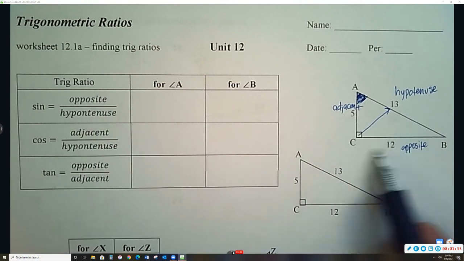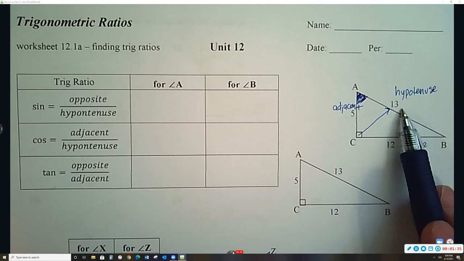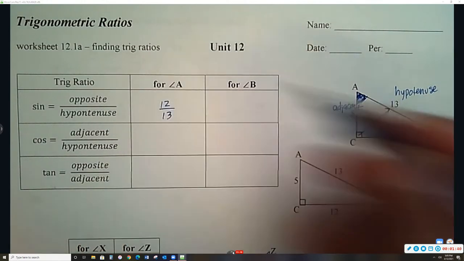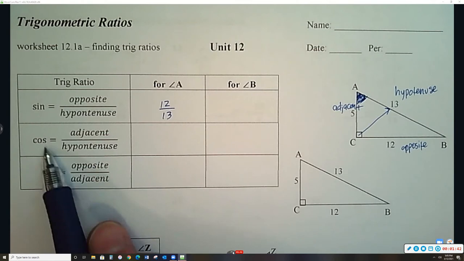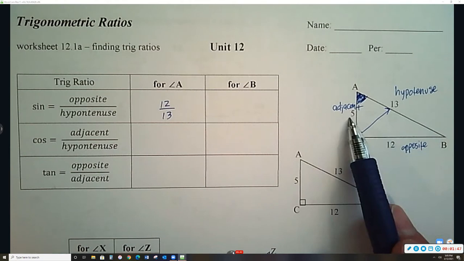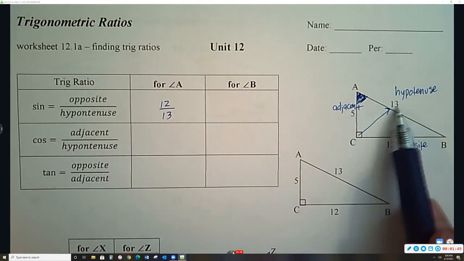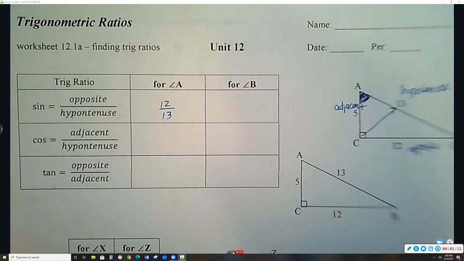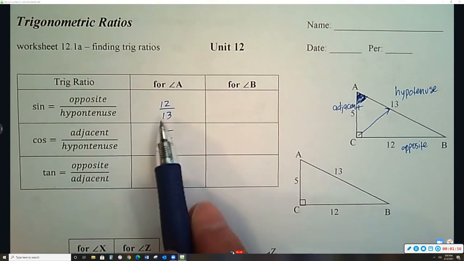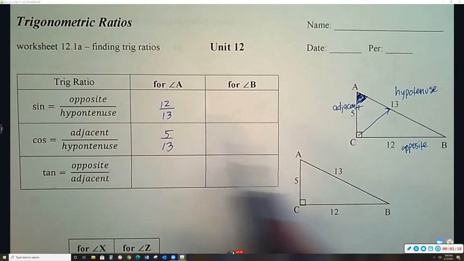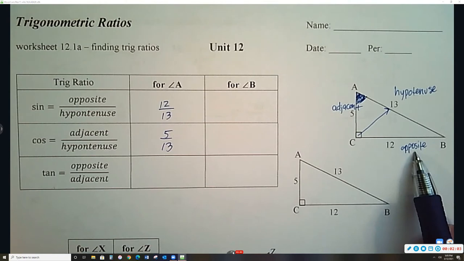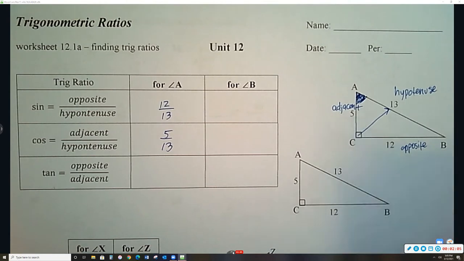So now if I want to find sine for angle A, the sine is opposite over hypotenuse. I have it all diagrammed out. Opposite side is 12. The hypotenuse length is 13. So that would equal 12 over 13. Okay. Cosine is the length of the adjacent leg over the length of the hypotenuse. Here's the adjacent leg. There's the hypotenuse length. So that would be 5 over 13. And then finally, tangent for angle A. Tangent is opposite over adjacent, 12 over 5.